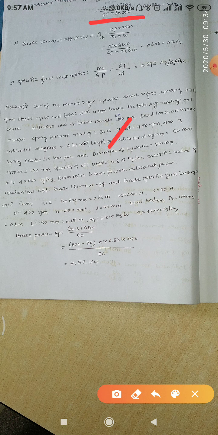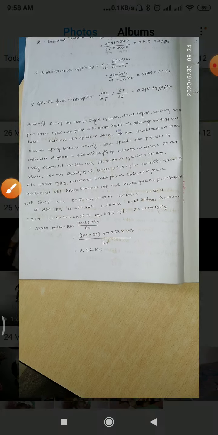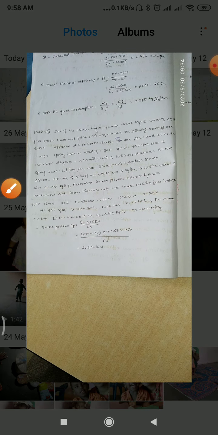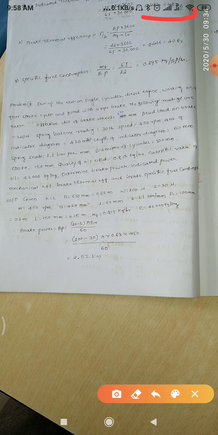IP equals 25.88 into 3600 divided by 6.5 into 30,000. So after solving this one equation, we can get 47.7% efficiency. Second is brake thermal efficiency, that's equal to the formula we know, BP into 3600 whole divided by MF into CV.